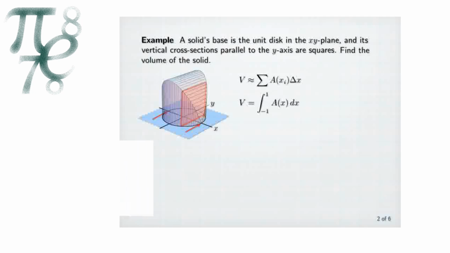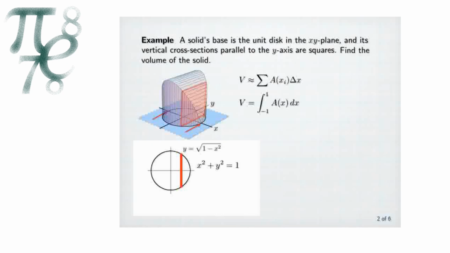So let's look at the unit circle in the plane. Each cross-section is a square whose bottom edge extends from the bottom half to the top half of the circle. At the top, y is equal to the square root of 1 minus x squared, and at the bottom, y is minus the square root of 1 minus x squared. So the edge length of the square cross-section is 2 times the square root of 1 minus x squared, which means that the cross-sectional area is the square of 2 times the square root of 1 minus x squared, or 4 times 1 minus x squared. This will go into the volume integral.